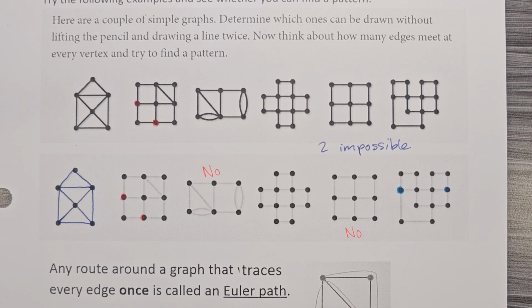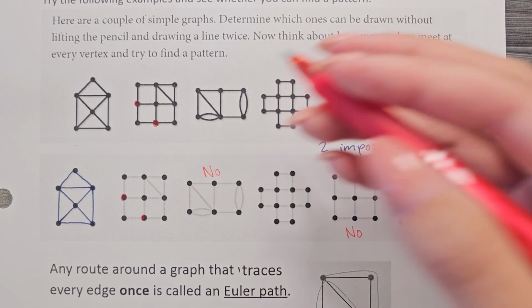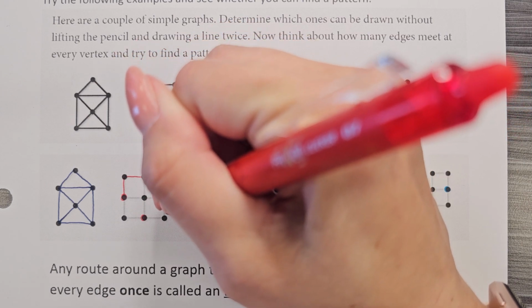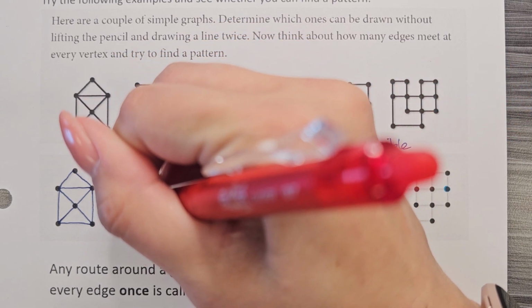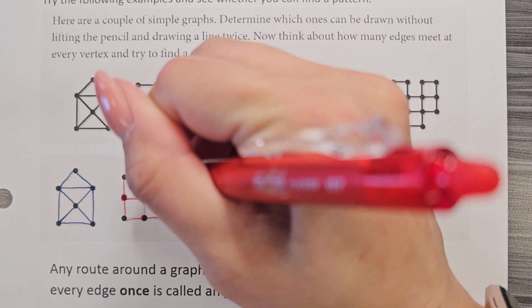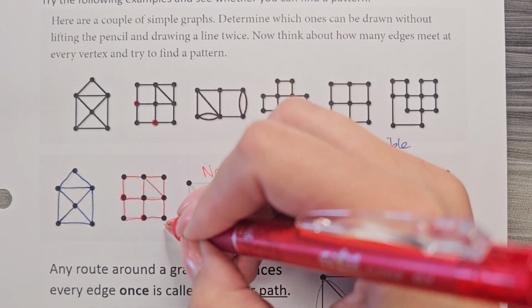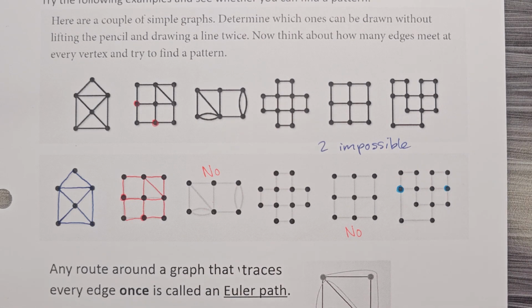So let's check some of those other graphs now. Pause if you want a little more time to try it. This one, you can trace through the outside first, and then you can come inside and create the 4. Or you could have gone inside and created the 4 first and then gone around the outside, something like that.